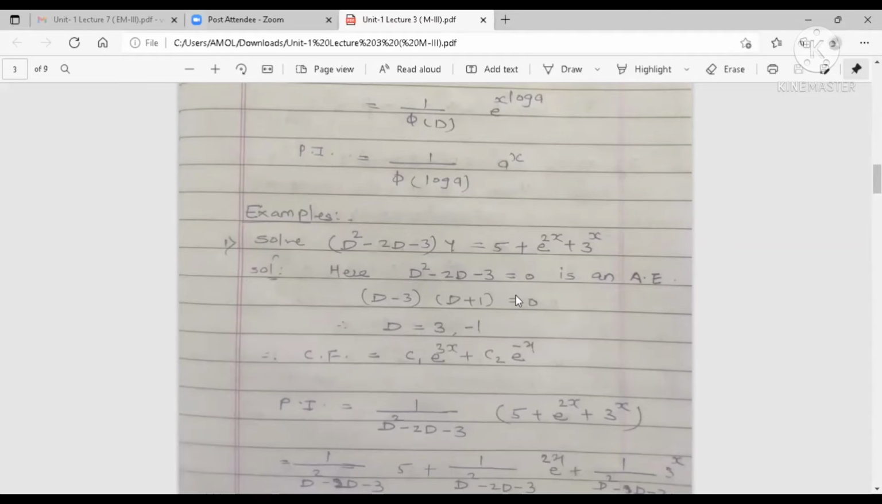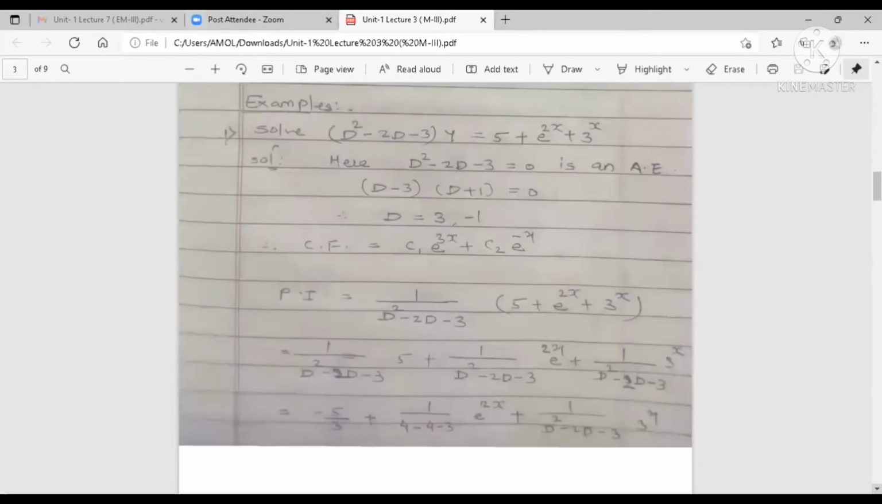It is a quadratic equation, so it has two factors. We can write this quadratic equation in this form: d minus 3 into d plus 1 is equal to 0. Minus 3 plus 1 addition is minus 2, and the multiplication of minus 3 and 1 is minus 3. So the factors are d is equal to 3 and minus 1. So the complementary function is c1 e raised to 3x plus c2 e raised to minus x. These factors are real numbers and different, so the complementary function is very simple. There are two distinct terms for the complementary function.